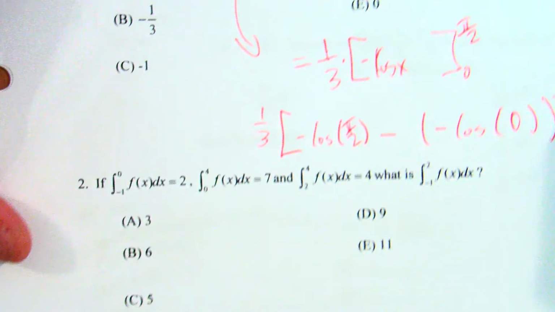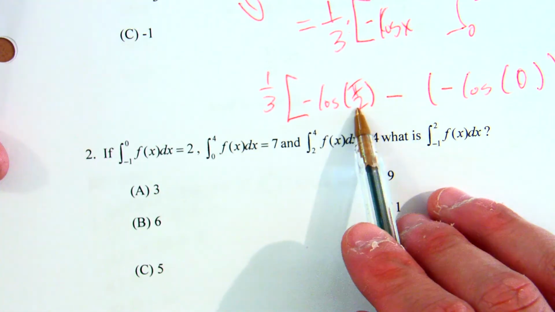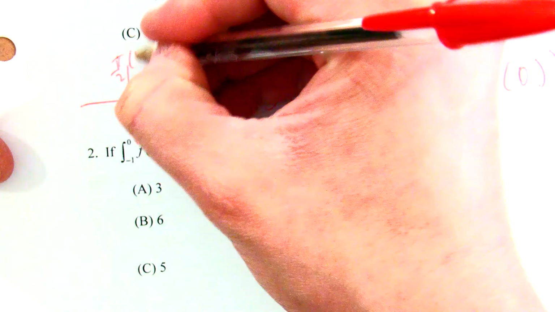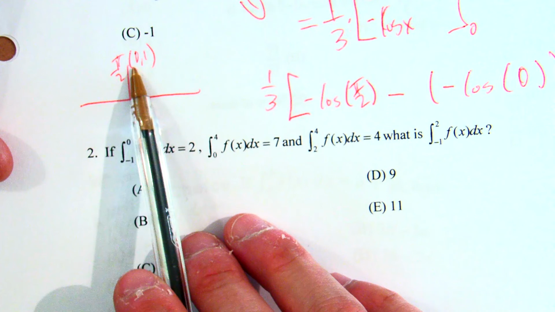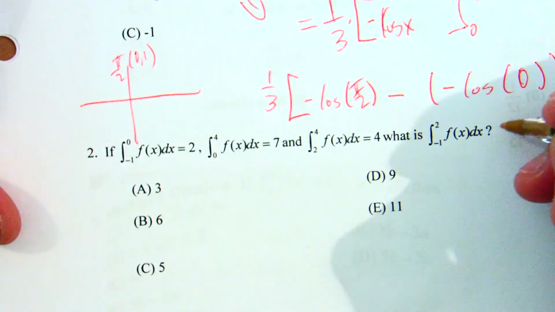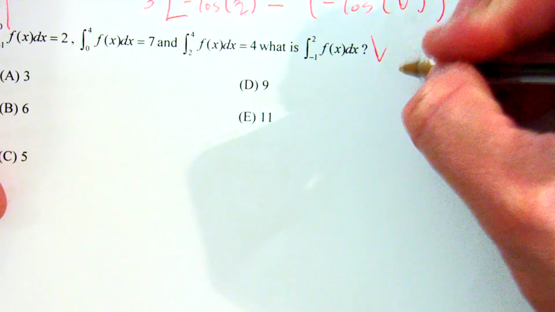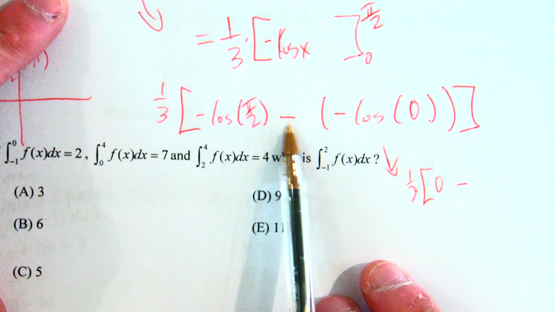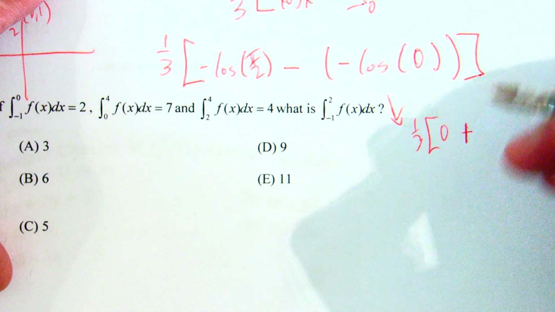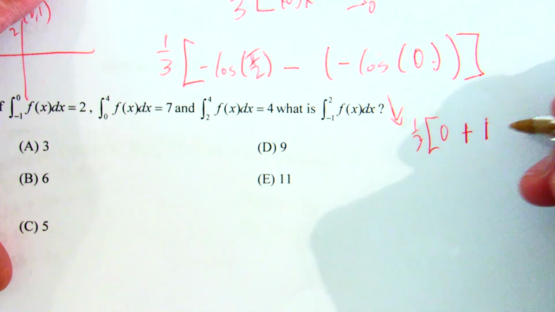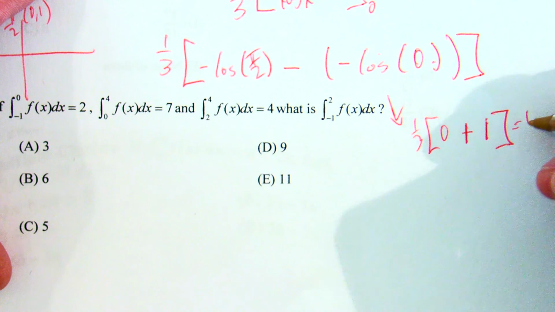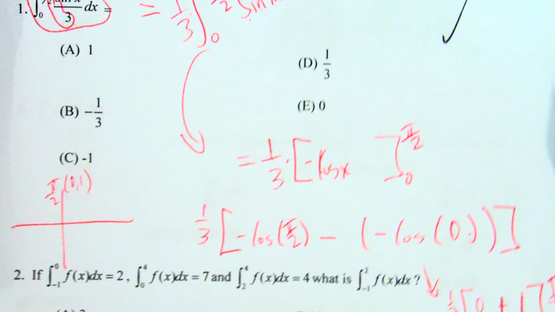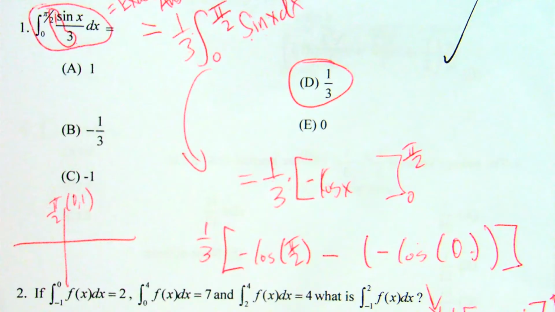Okay? Anyway, so we get here, cosine of pi over 2 is what? Pi over 2 is here, right? What's the cosine? 0. So this is 1/3 times what? 0 minus a minus is a what? Plus cosine of 0 is 1. So the answer is what? 1/3. Clearly it is a third. Can't be anything else because you're too cool to pick anything else. So circle D. Call it good.